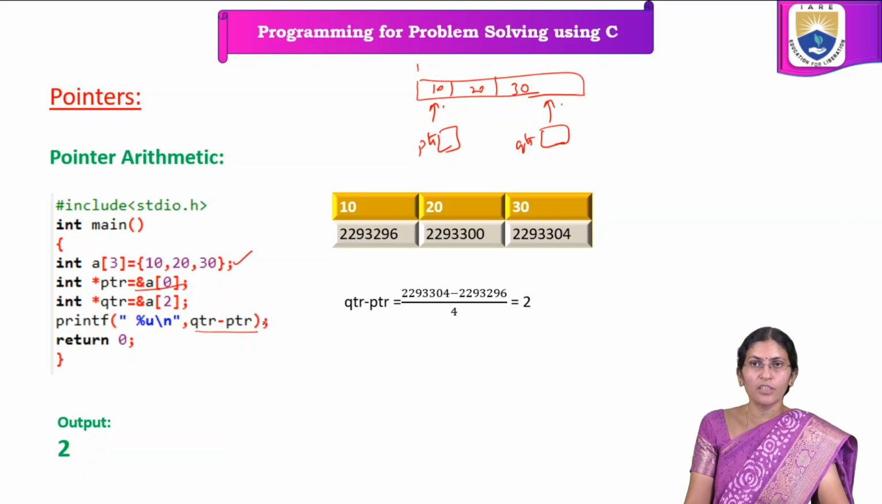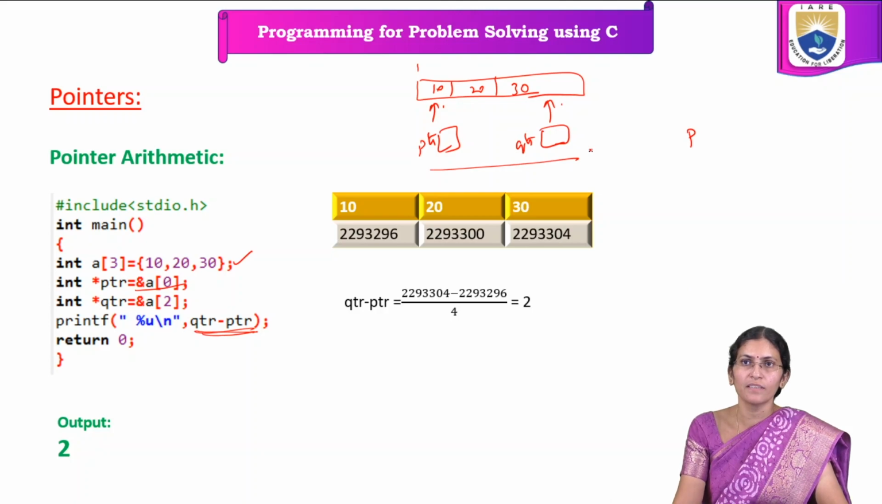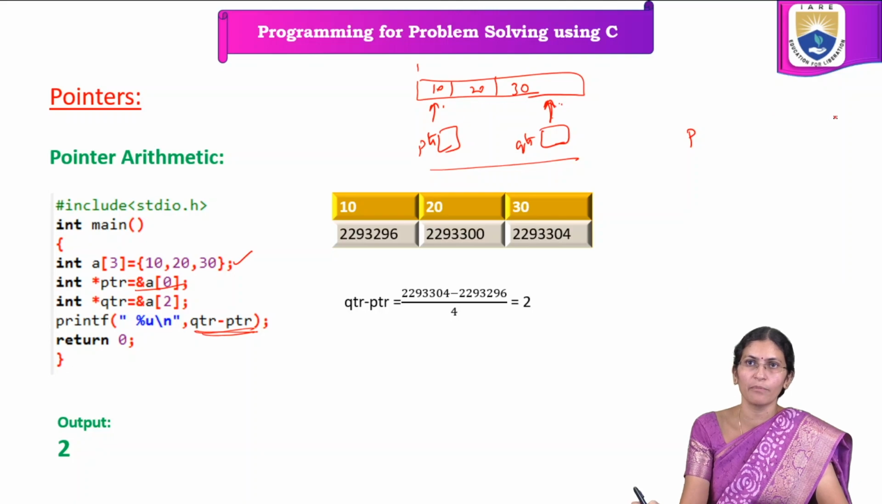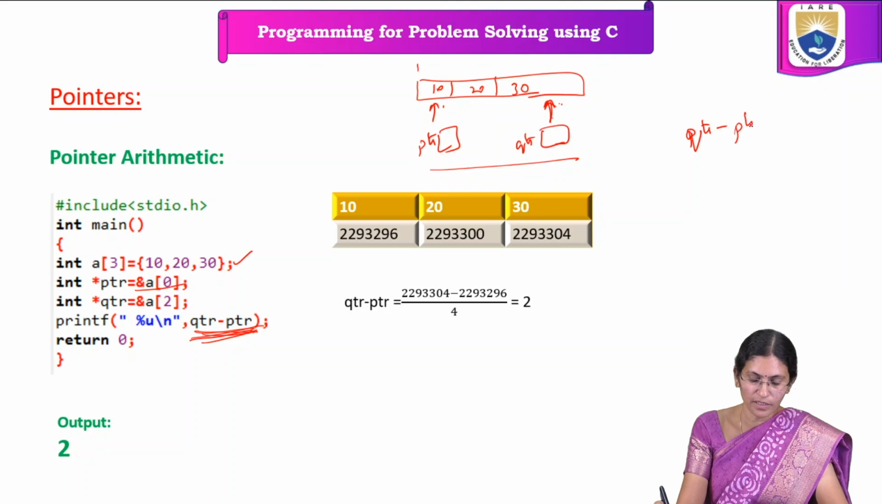Now if you write this QTR minus PTR. So this operation, we can subtract two pointer variables if they are used with respect to the same array. If they are used with different arrays, we cannot write this statement. So with this statement QTR minus PTR, QTR is pointing to the last element of the array.